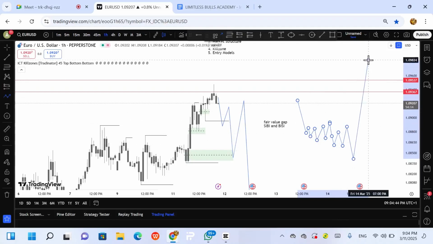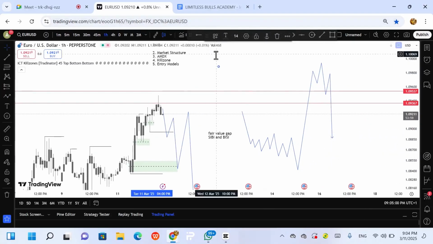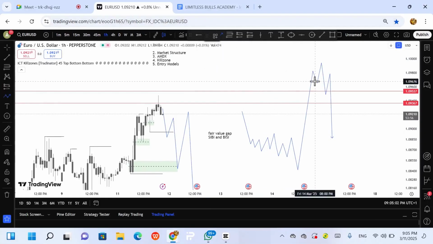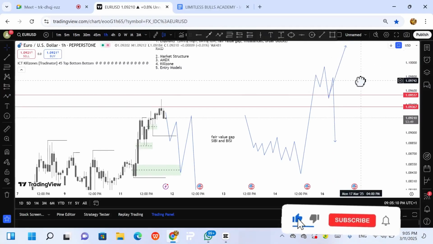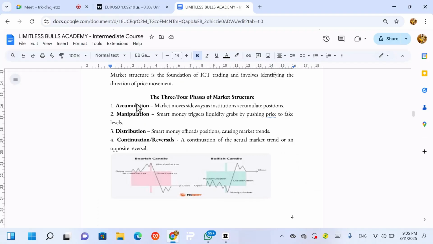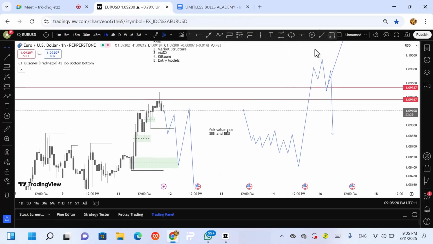Then after this distribution, market can now do 2 things. It can either reverse. So this is how the reversal is. A break of structure. It can either reverse, or maybe from here you can just continue the trend upward. So this is what is here: accumulation, manipulation, distribution, continuation, and reversal. So at this point now, this was the accumulation point. So let me mark this in this range.